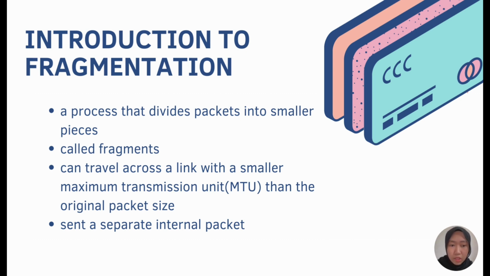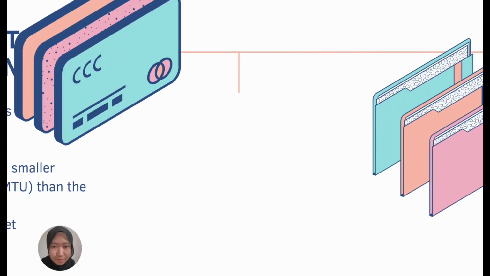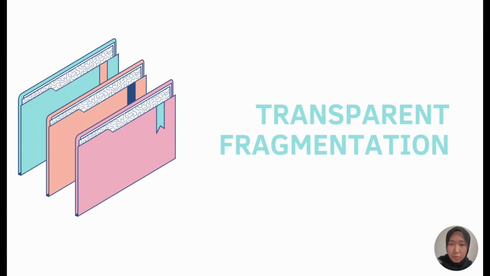These are two different strategies for the recombination, or we can say reassembly, of fragments. Reassembling of fragments is usually done by the destination host because each fragment has become an independent datagram. So in this part, I would like to explain about transparent fragmentation.